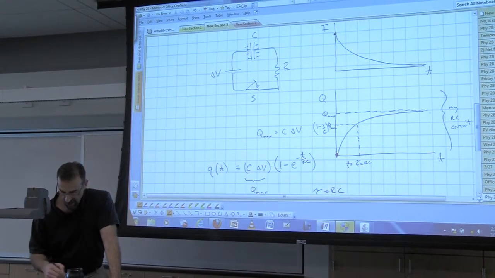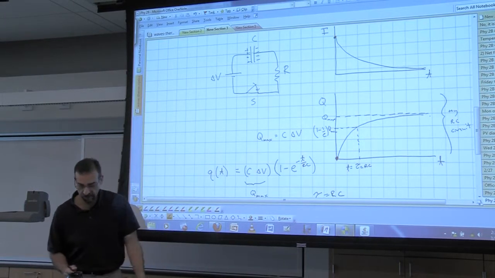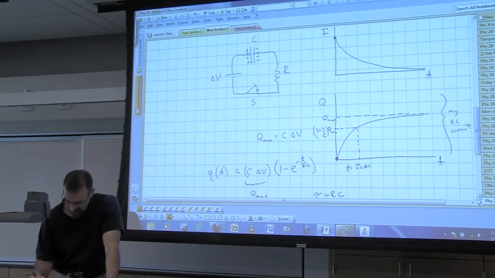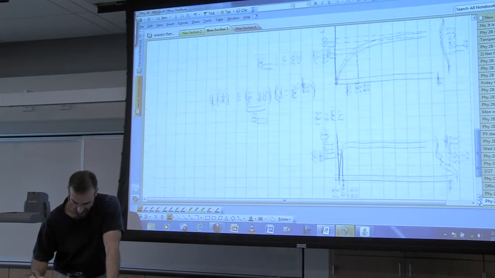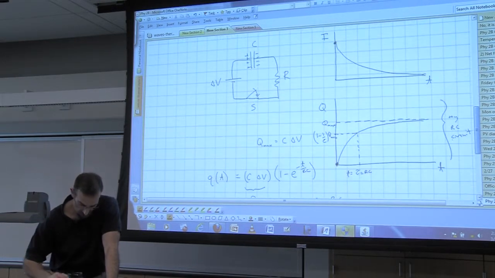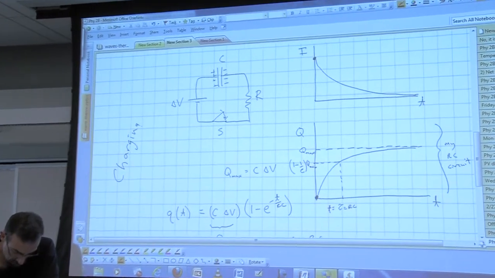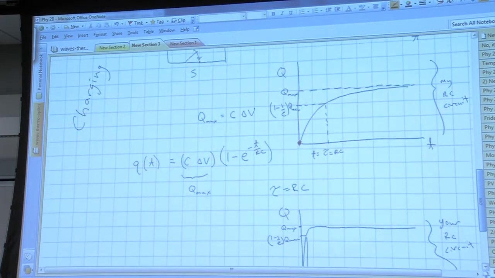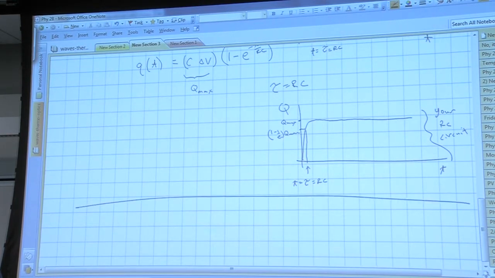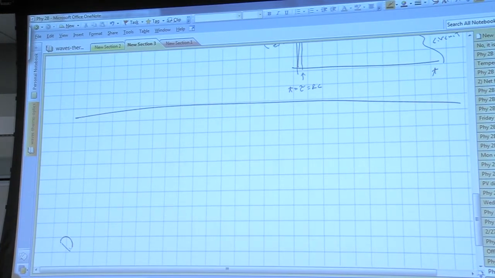Now we could also do the exact same thing for a capacitor that's discharging. We wouldn't need a battery in that circuit, would we? We would just need a charged capacitor. So let me write over here. This is all for charging. And now we're going to do a capacitor that's discharging.